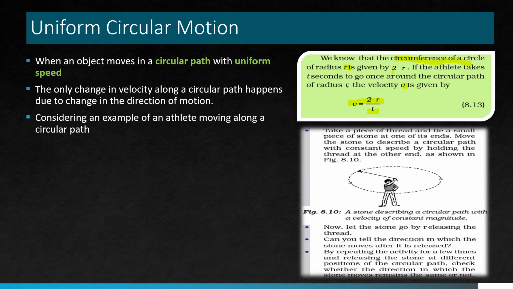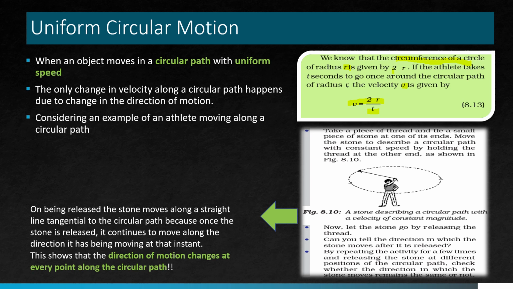Now there is an activity which is mentioned in the book, which says take a piece of thread and tie a small piece of stone at one of its ends. Move this stone and describe a circular path with constant speed by holding the thread at the other end, as shown in the figure. You can also try doing this activity. Now, let the stone go by releasing the thread. Can you tell the direction in which the stone moves after it is released? Repeat the activity a few times, releasing the stone at different positions of the circular path, and check whether the direction in which the stone moves remains the same or not.